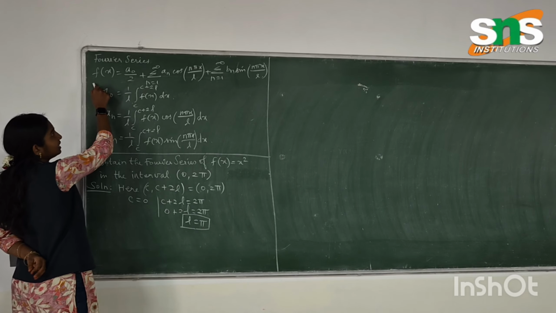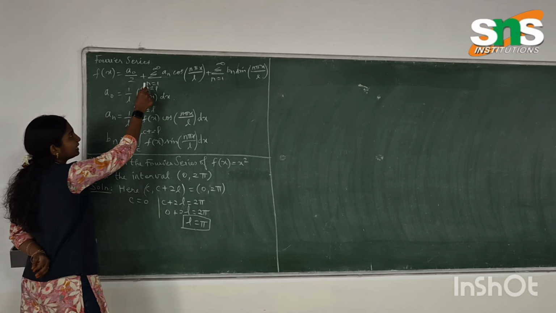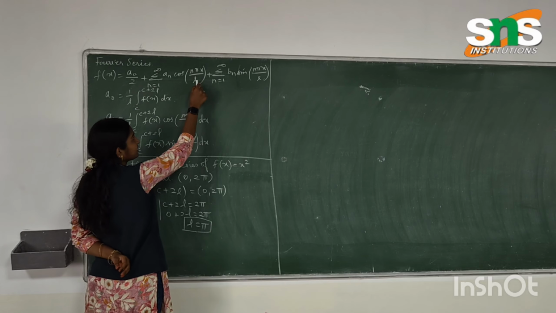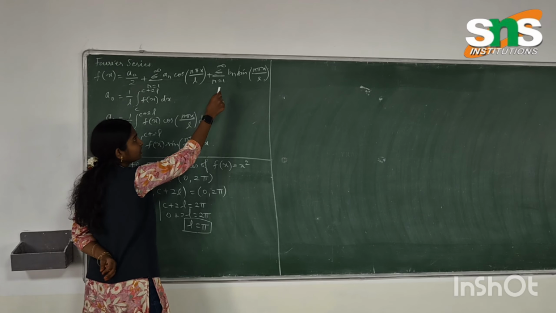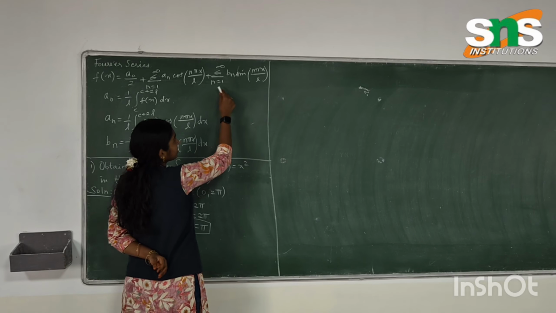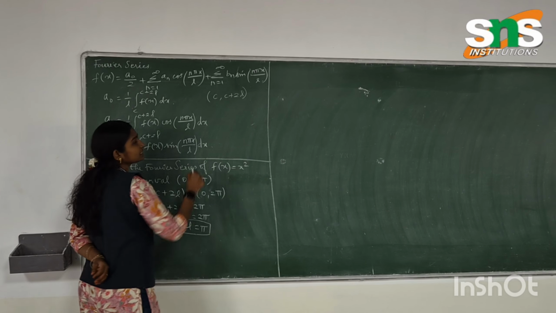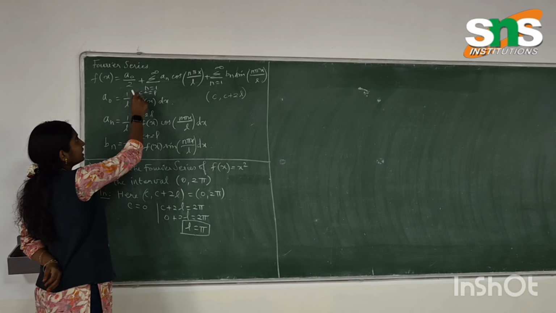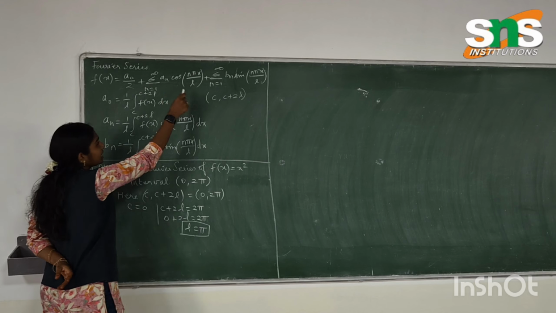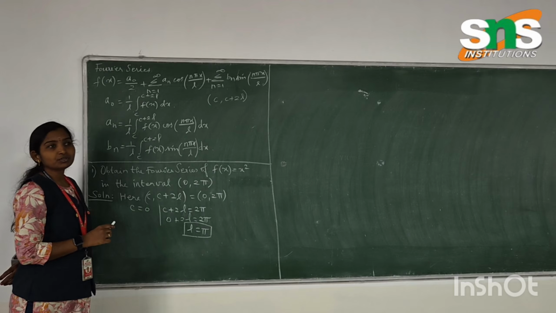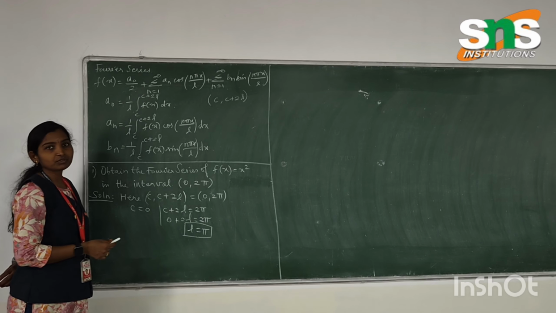As written here, f of x is equal to a0 by 2 plus summation n is equal to 1 to infinity an cos n pi x by l plus summation n is equal to 1 to infinity bn sin n pi x by l, where c to c plus 2l is the interval's length. And what are these a0, an and bn? These are called the Fourier coefficients. So first of all, we need to find the Fourier coefficients to write the expansion of the Fourier series.